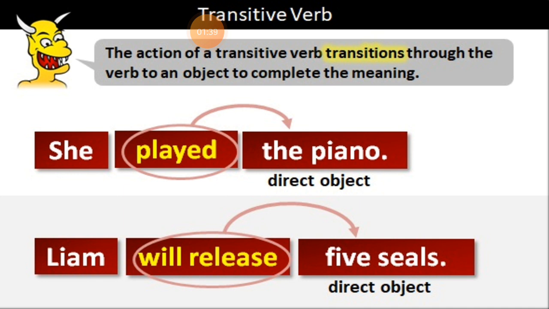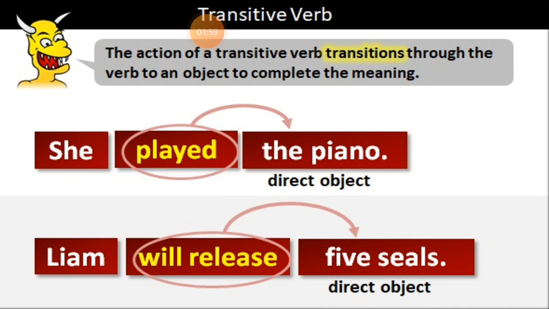That is the direct object. Play is the verb, and the verb after which a direct object appears. This kind of verb is known as the transitive verb. So, a transitive verb is the verb which takes a direct object right after it.